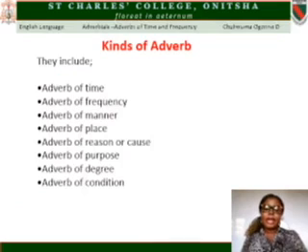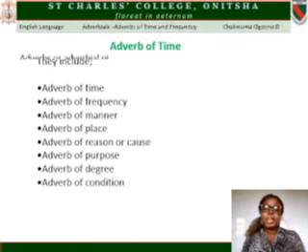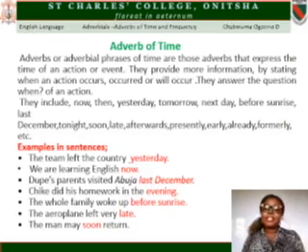Now let's look at the kinds of adverbs. They include adverb of time, adverb of frequency, adverb of manner, adverb of place, adverb of reason or cause, adverb of purpose, adverb of degree, adverb of condition. Now let's first discuss the adverb of time.